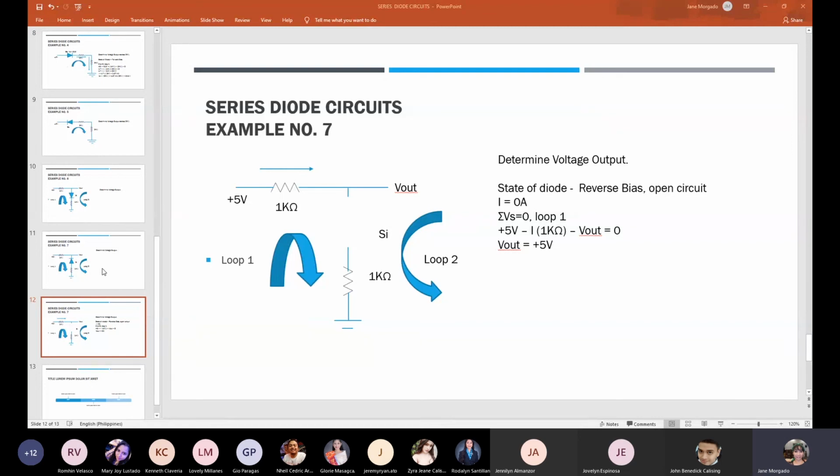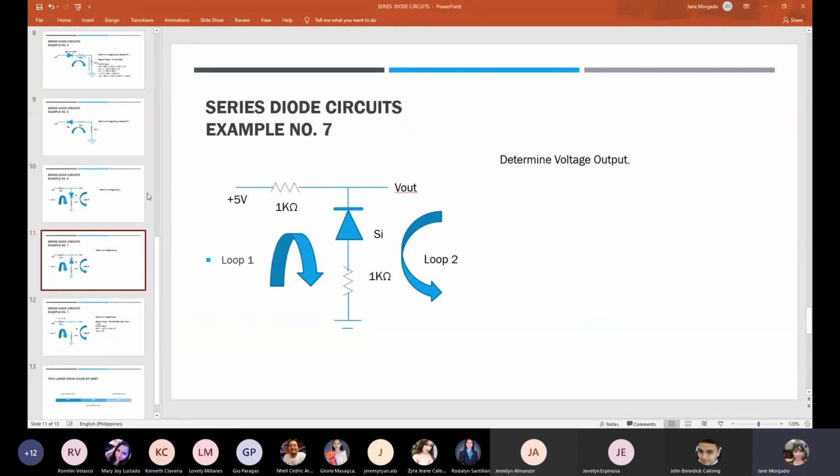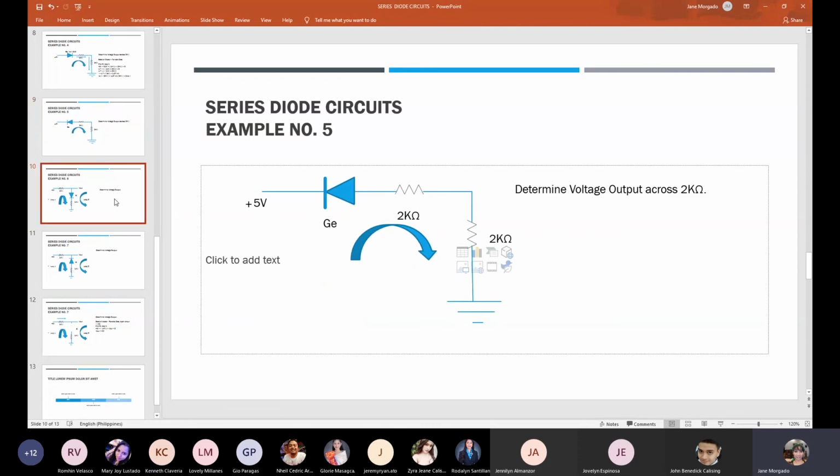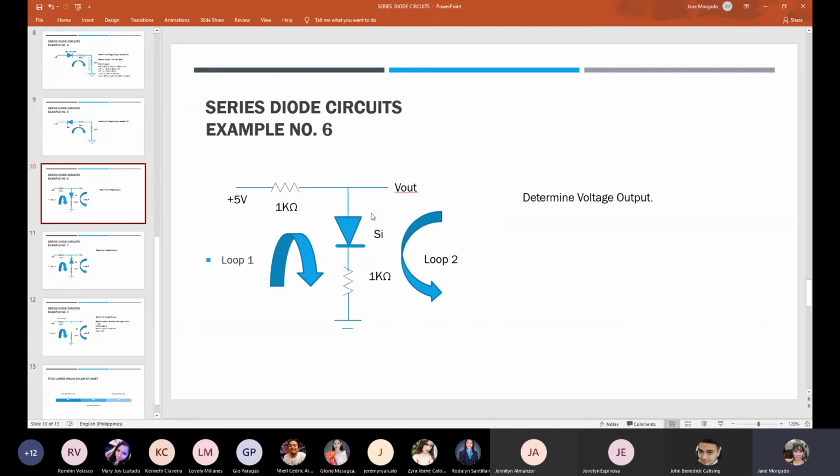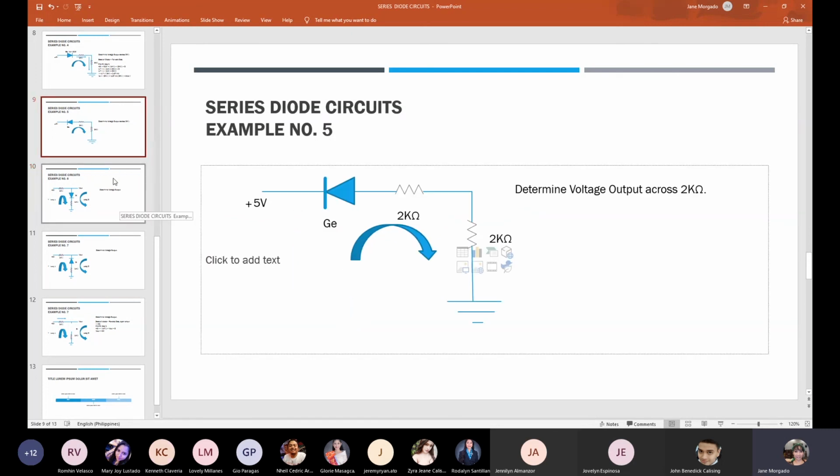Kaya hindi porke reverse bias yung diode, zero na agad. You have to analyze. So, I'm going to copy the 5 and 6. Oh, same problem, but take note: pababa yung direction ng diode. So, kaya laging i-analyze is that whether the diode is reverse or forward bias. Hindi laging pareho yung magiging expected output niya.